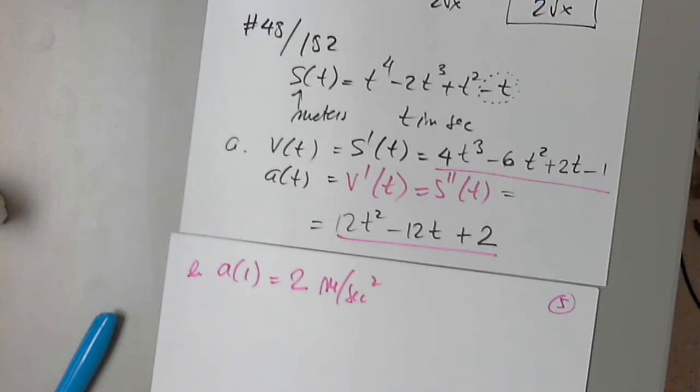And then plus t squared minus t. That's the distance. Now the velocity: 4t cubed, and of course minus 6t squared, plus 2t, and minus 1. And finally the last one, 12t squared, minus 12t, and then plus 2.